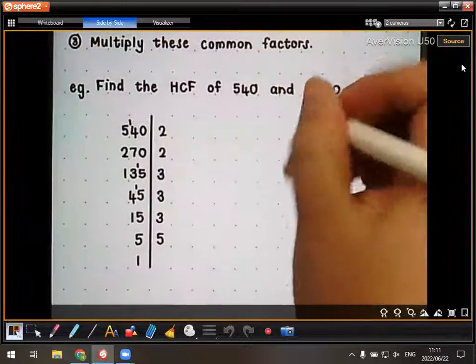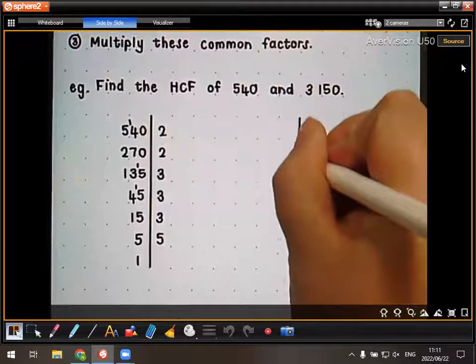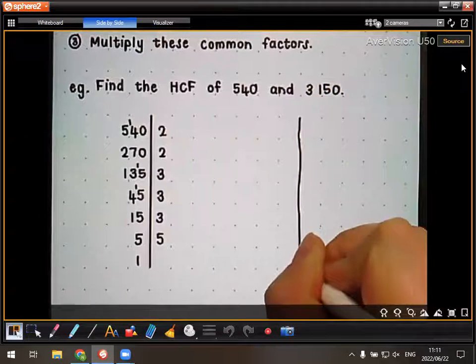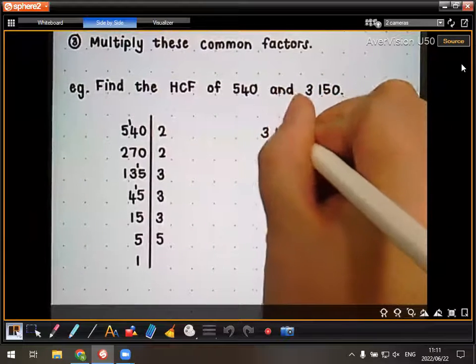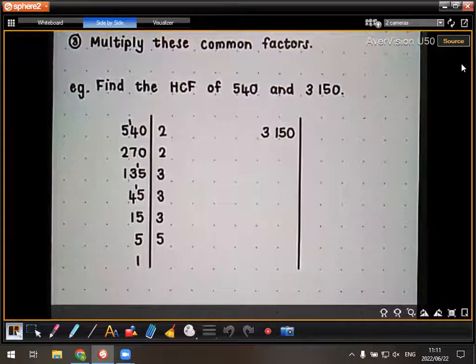Let's just quickly do the same thing for 3,150. I'm going to make my line the same length. I might have to extend it a bit more. You can do that if you need to. So 3,150 ends on 0, which is an even number, so 2 will go into that, right?